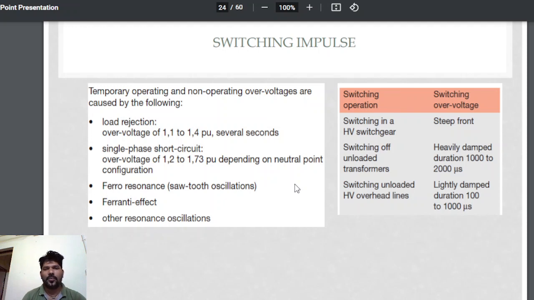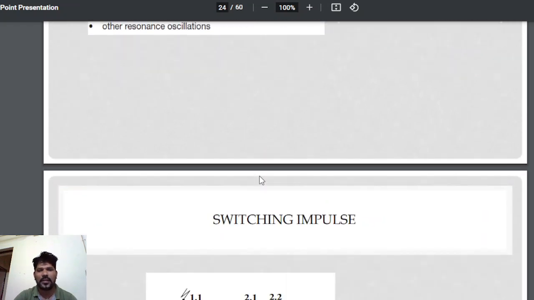Temporary operating and non-operating overvoltages are caused by the following. Load rejections: overvoltage of 1 to 1.4 per unit for several seconds. Single phase short circuit: overvoltage of 1 or 2 to 1.73 per unit depending on the neutral point configuration. Ferroresonance, sawtooth oscillations, Ferranti effect, other resonance oscillations. So these are the conditions where we get switching and by that we get overvoltage, and how the transformer withstands those overvoltages has to be found out by doing the dielectric strength test.